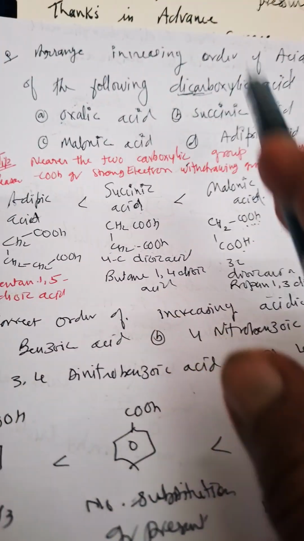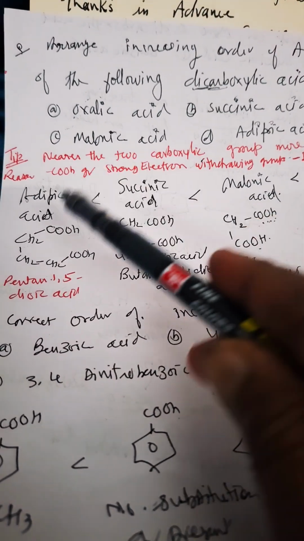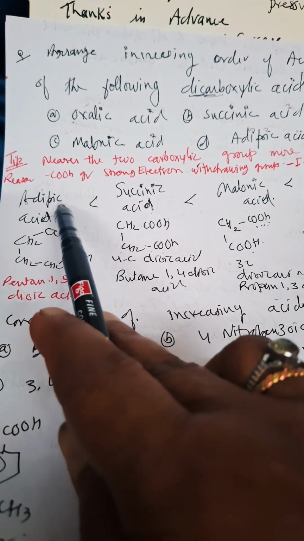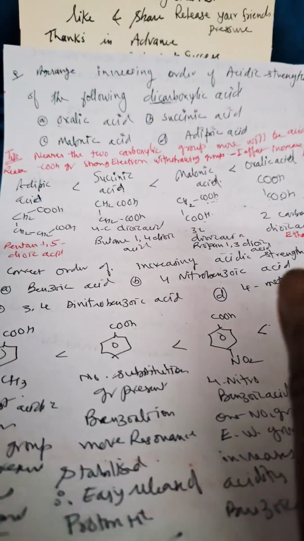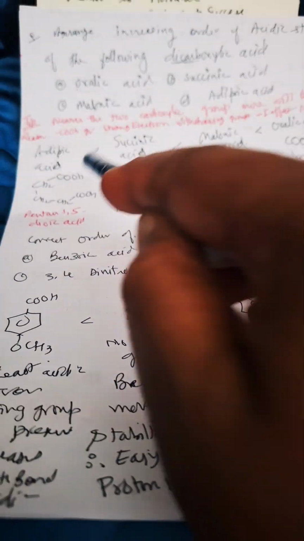The only thing you have to do is write down all these structures. They are common, this is the common name, and this is the IUPAC name. If you know 1,2, 1,3 like this, you will find it very easy. 1,2, 1,3, 1,4, 1,5. That's it. Okay. Now accordingly name also. Now correct order.